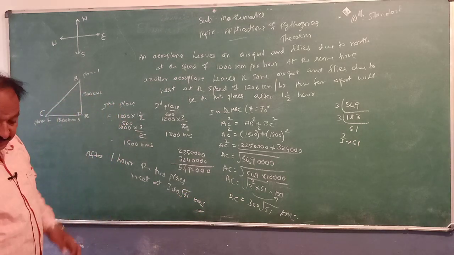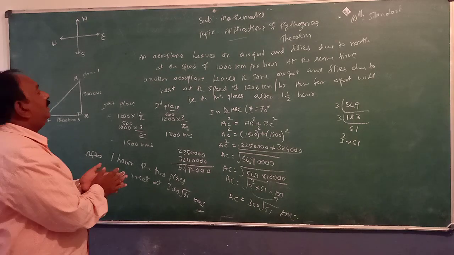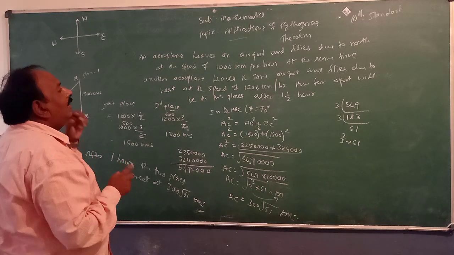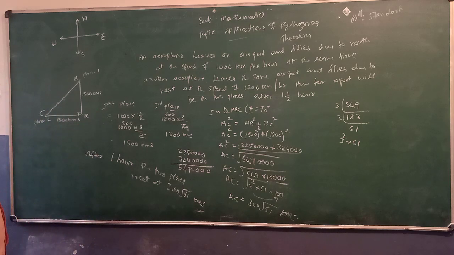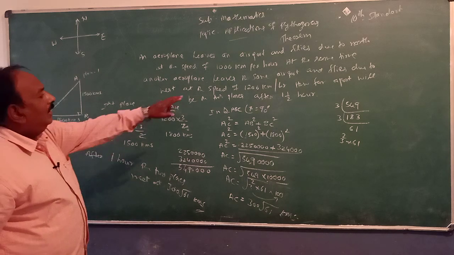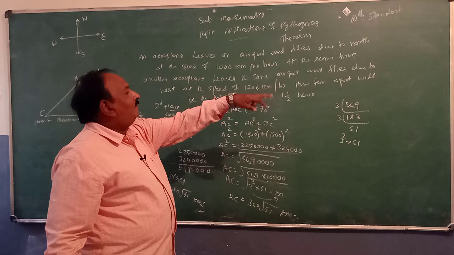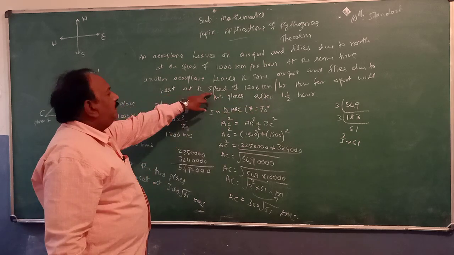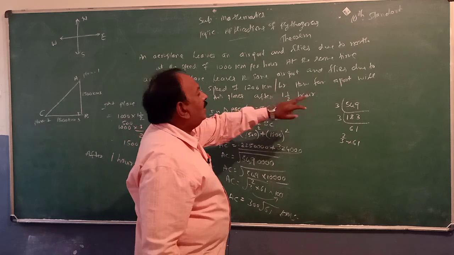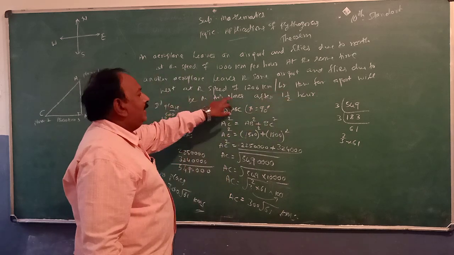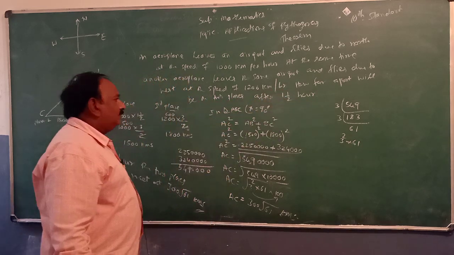We want to explain it once again. This problem is very important. An aeroplane leaves an airport and flies due north at the speed of 1000 km per hour. At the same time, another aeroplane leaves the same airport and flies due west at the speed of 1200 km per hour. How far apart will the two planes be after 1.5 hours?